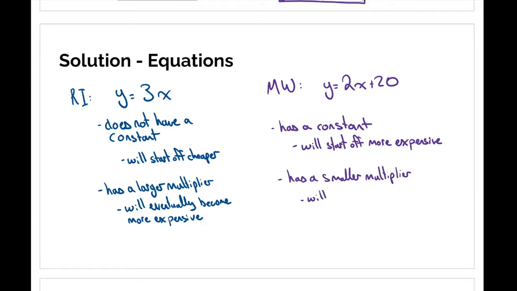So because Mathematical World has the smaller multiplier, even though it starts off more expensive, it will eventually become less expensive compared to Radical Island. So by looking at the two equations, we can at least determine which one's going to start off more expensive and which one will end up becoming more expensive based on looking at the multiplier and the constant.